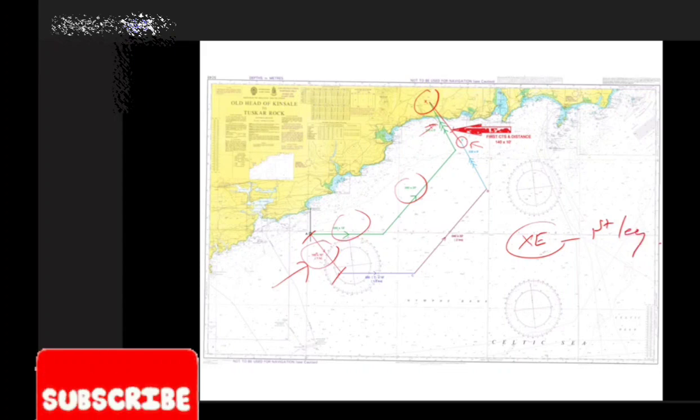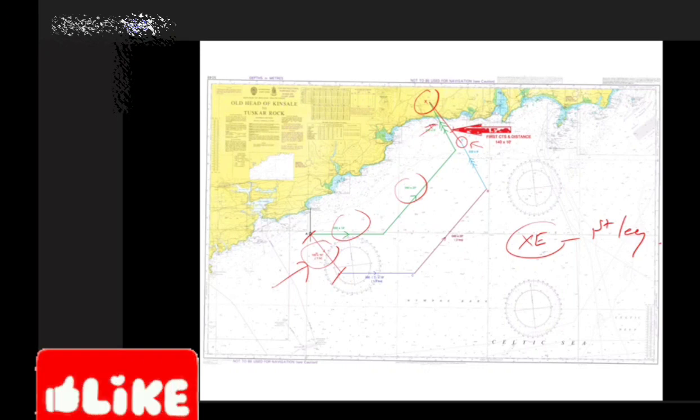Clear, guys? Take care of the direction. Don't say E to X. X to E. Because if the first leg was not there, I should have been at X. Because of the first leg, I have reached E. So what should be my first leg? X to E, na? Guys, clear?